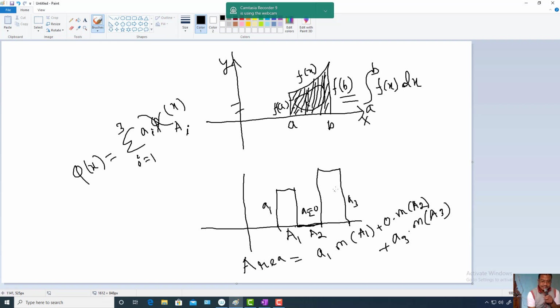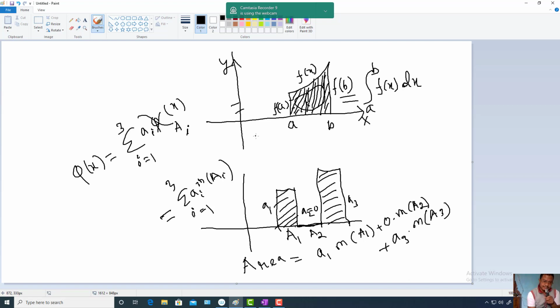So length into breadth is the area of the rectangle. This height is equal to 0. Ultimately this is equal to the area of this shaded region. So you can write this as the summation, i running from 1 to 3, of a_i times the measure of A_i. Length means measure of A_i.